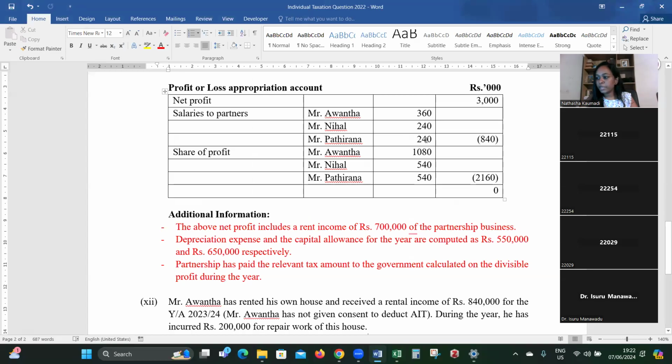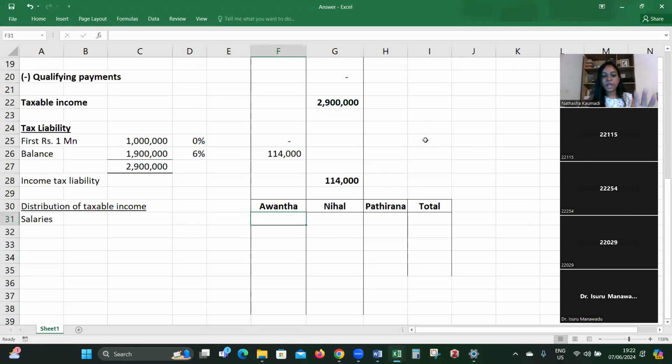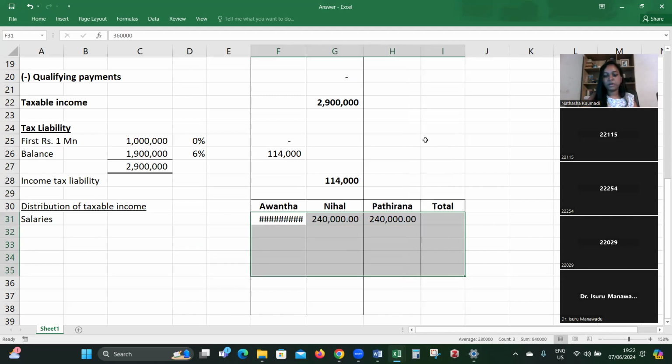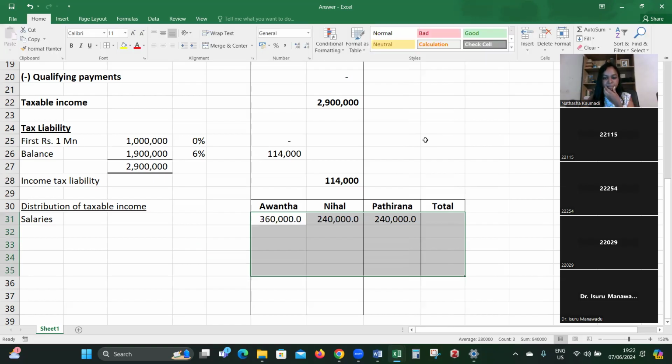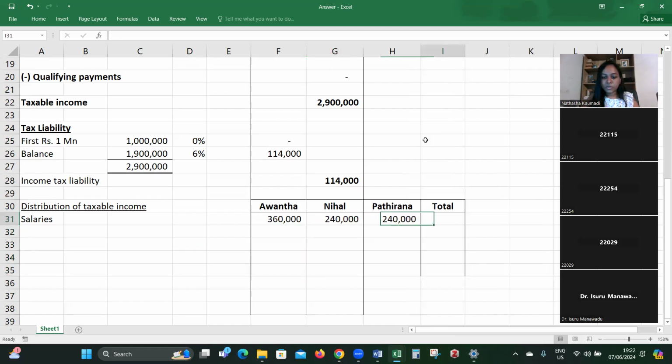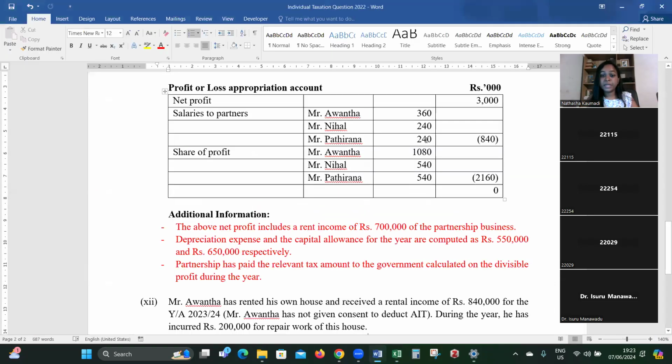So what are the salary amounts they get? 360,000, 240 and 240. So I'm writing under Avantha 360,000, 240 and 240. I'm taking the total as well. 840. That is correct, right? It's given in the question.